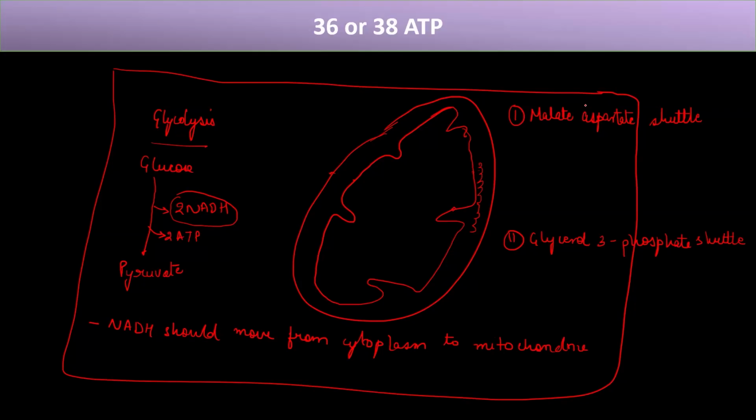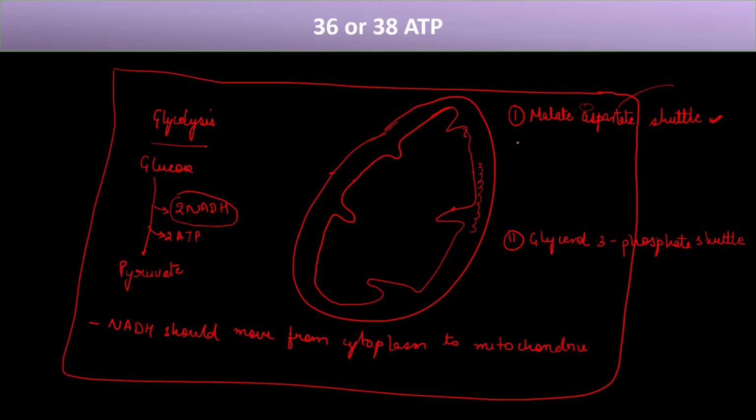So the compound will come and bind to it, and then they can easily transport across the membrane. Now, these different types of shuttle are basically responsible for how many total ATPs will be formed if a glucose is oxidized. So this malate aspartate shuttle is a good shuttle. Just remember it this way.